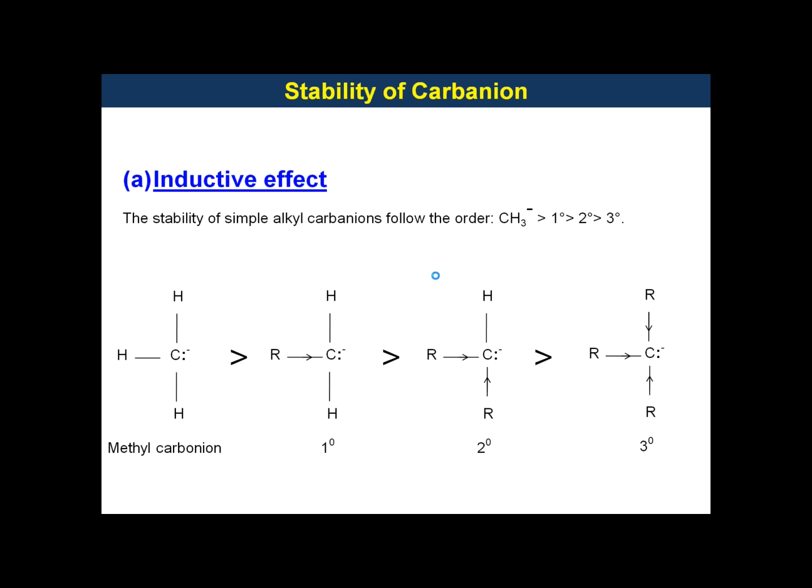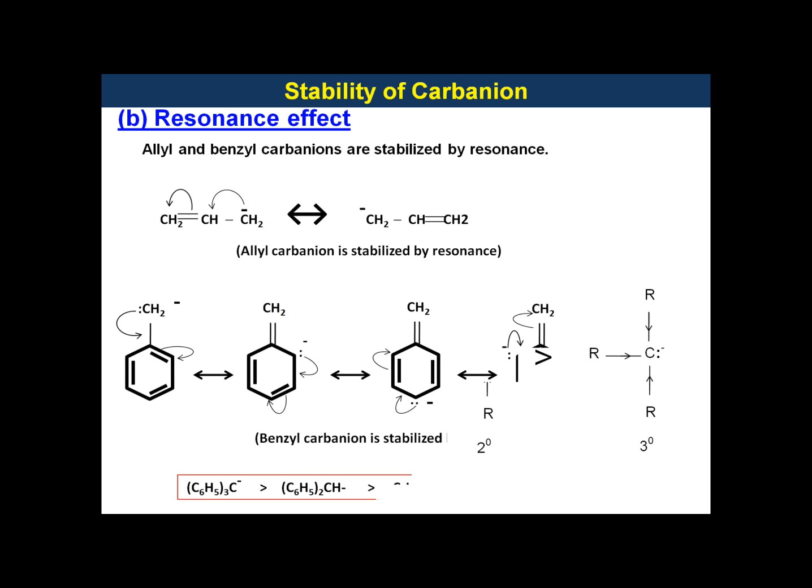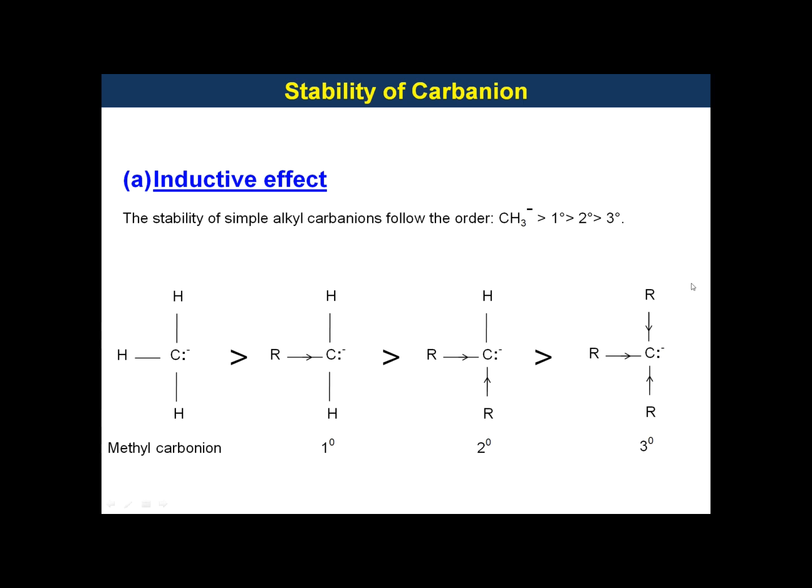Coming to the stability of carbanion, the stability of alkyl carbanion can be explained by the inductive effect. The order follows as shown here. Methyl carbanion is most stable, then comes primary, secondary and tertiary carbanion is the least stable one. As we discussed earlier, the alkyl group is electron releasing in nature. This increases the negative charge on carbon atom and destabilizes the system.